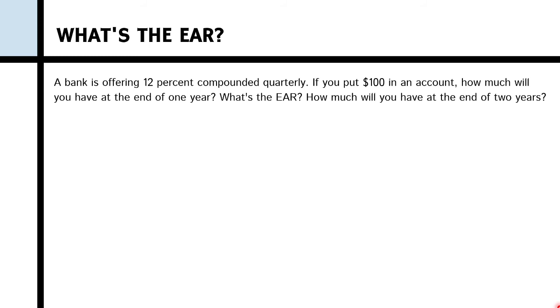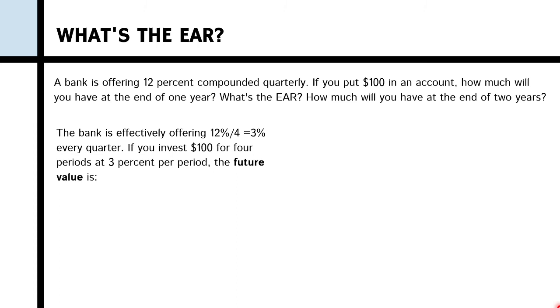What's the EAR? How much will you have at the end of the 2 years? First, we need to determine the future value. The bank is effectively offering 12% over 4, which is equal to 3% every quarter. If you invest $100 for 4 periods at 3% per period, the future value is FV = P times the quantity (1 + r) raised to t. So FV = $100 times the quantity (1 + 0.03) raised to 4, that is $100 times 1.1255, which is $112.55.